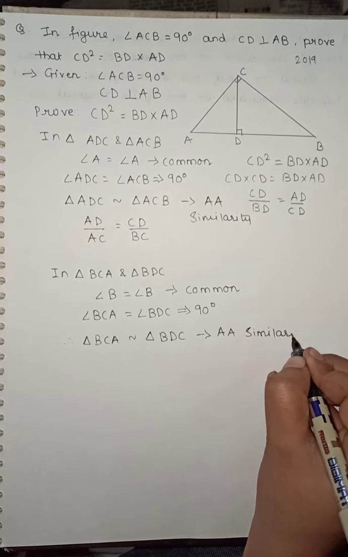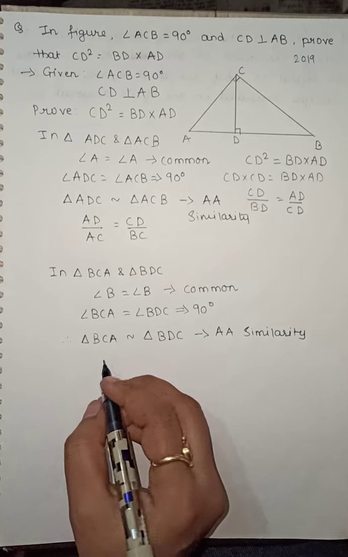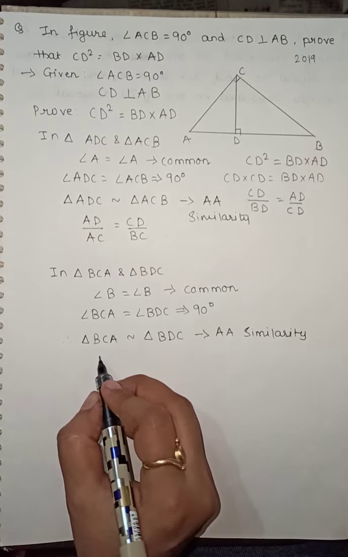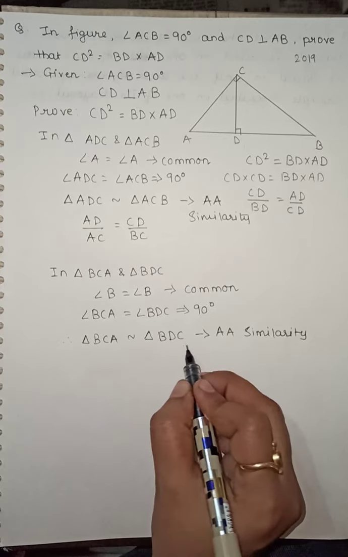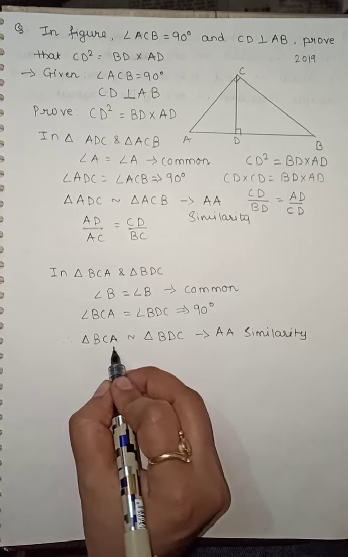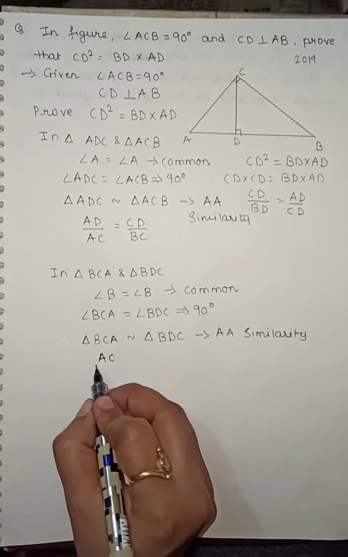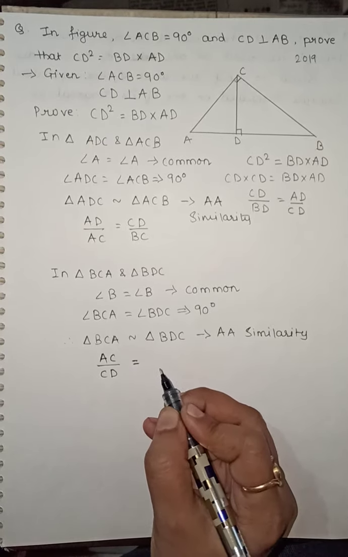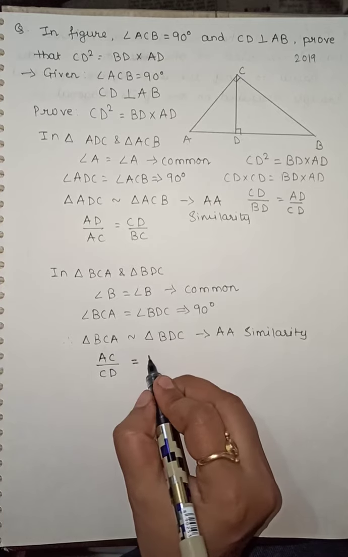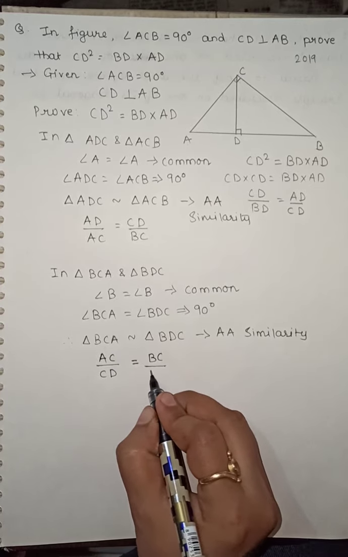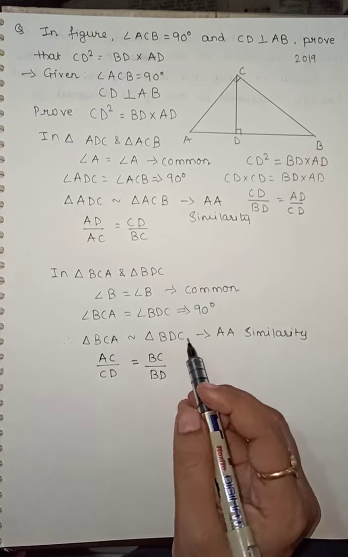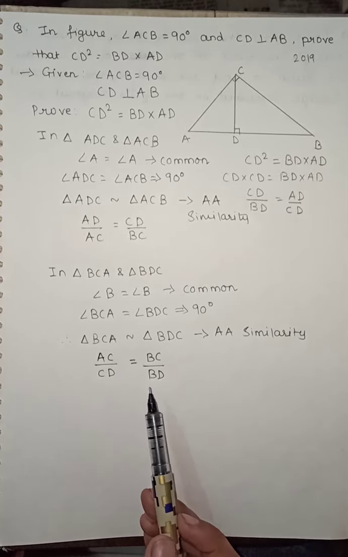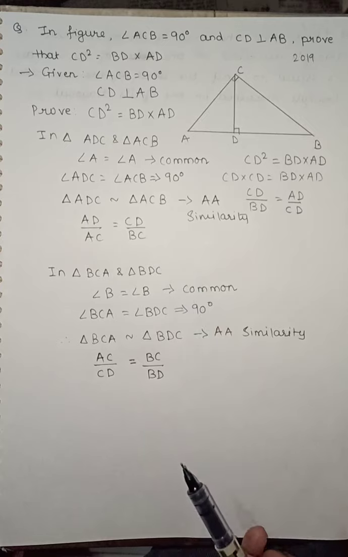What next? Again I can write the equation which says AC by CD is equal to BC by BD. Again, since the two triangles are similar, their sides are proportional. Now I have got these two equations.